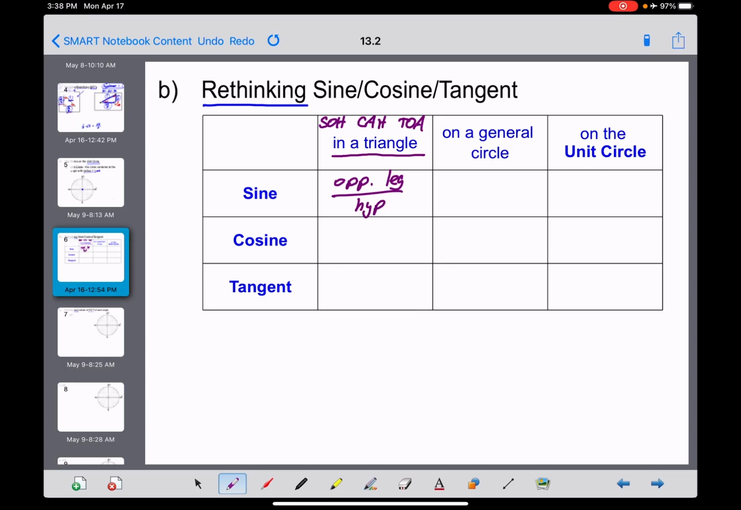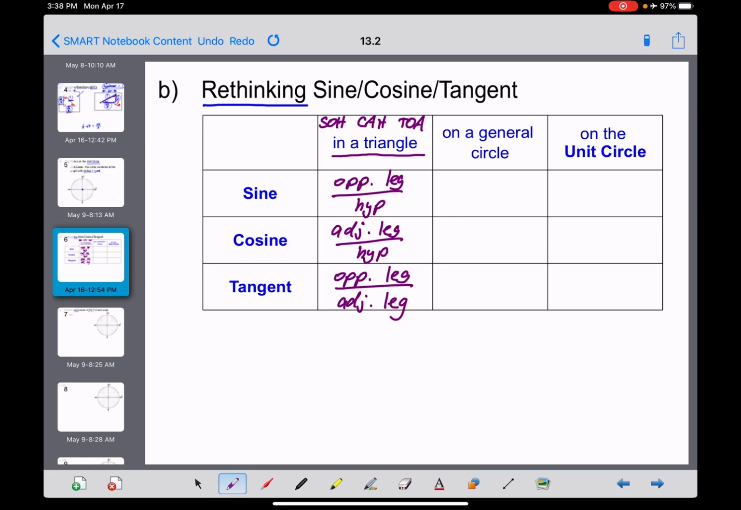What's the definition of cosine? That would be the adjacent leg divided by your hypotenuse as well. And what's the definition of tangent? TOA is going to be the opposite leg divided by the adjacent leg. Now I want to say this again loud and clear. All of these definitions that you've learned in the past are correct.